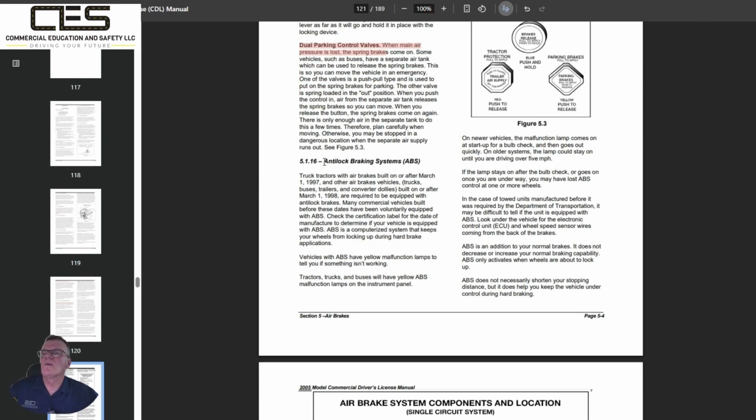5.1.16, anti-lock braking system. If you watched the general knowledge, we went over anti-lock braking systems in general knowledge. We're going to go over it again. Again, everything we're going to do builds off of that general knowledge, so you'll get a lot of repetitive questions that you already know the answers to.